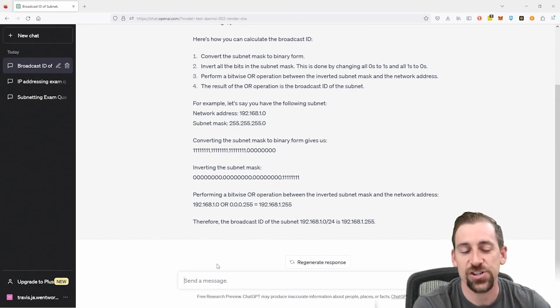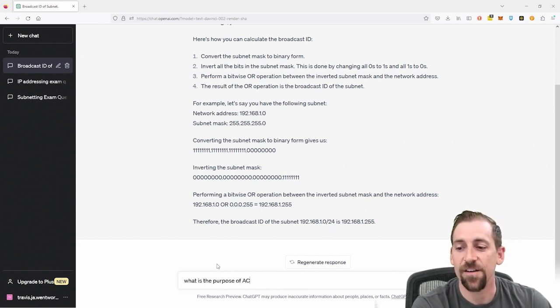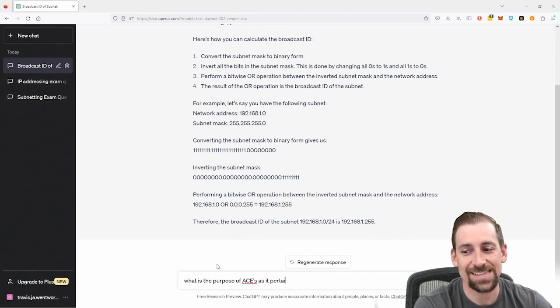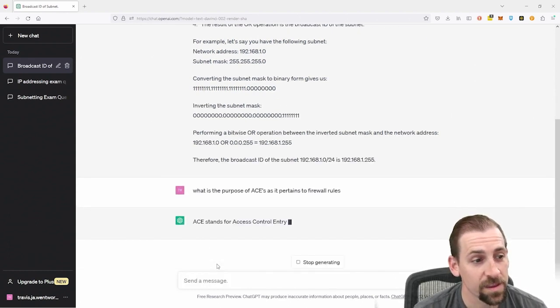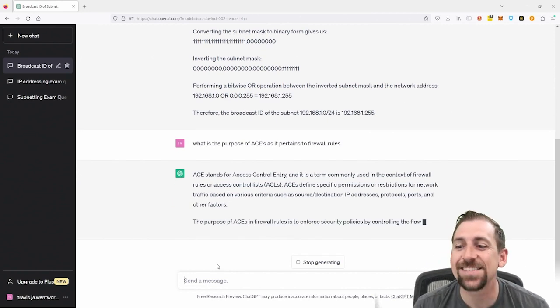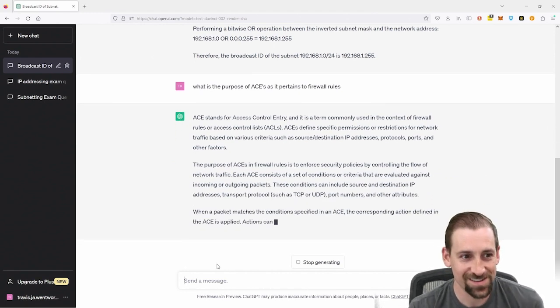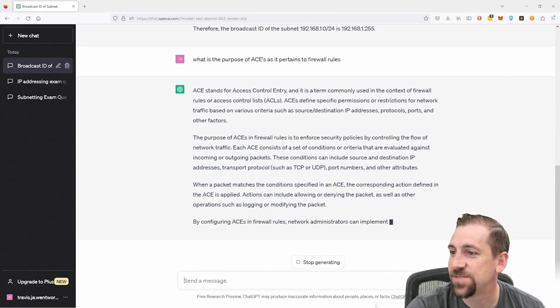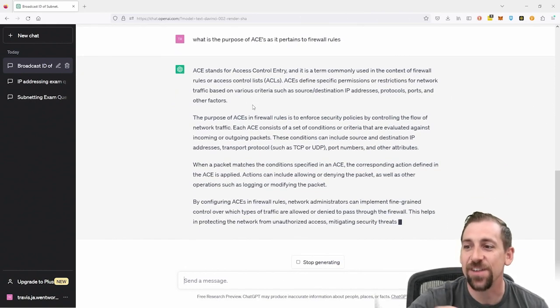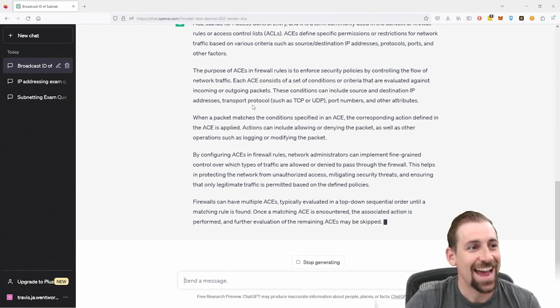Now this is really interesting. Let's ask ChatGPT another question. What is the purpose of ACEs as it pertains to firewall rules? So I intentionally didn't even define ACE for you, and it defines it here for me. ACE stands for Access Control Entry. It's a term commonly used in the context of firewall rules. ACEs define specific permissions or restrictions for network traffic based on various criteria: source, destination IP, protocols, ports, and other factors.